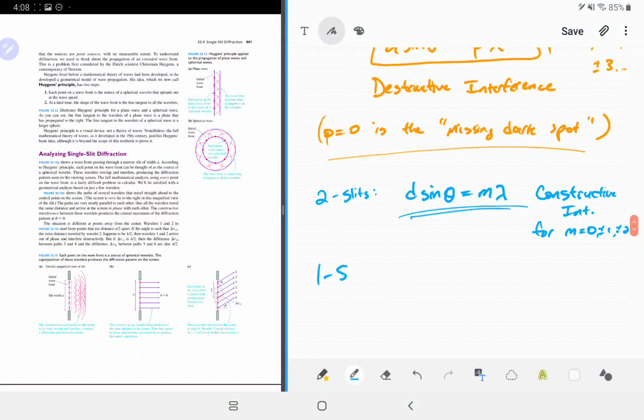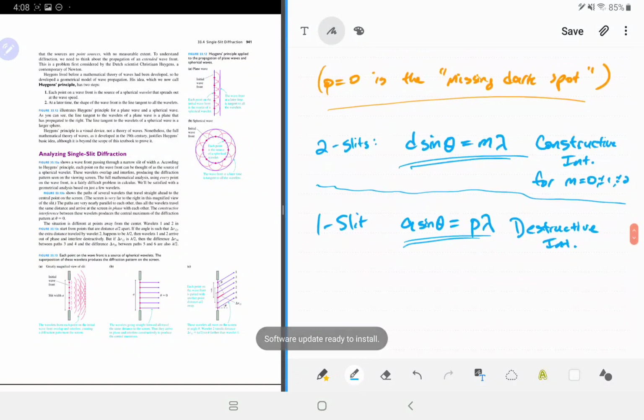For one slit, it's a very similar looking formula. Instead of a slit separation, it's slit width. And we still have the sine theta right here. And now your book is using the letter p for this integer. Now these, for p as an integer, are destructive interference. This can get pretty confusing, as you would imagine, if you don't keep these straight.